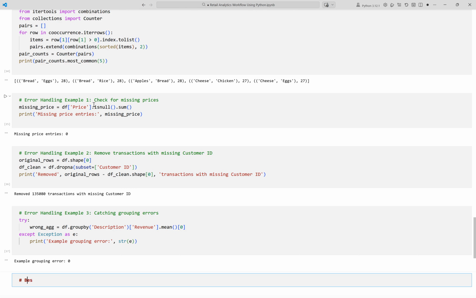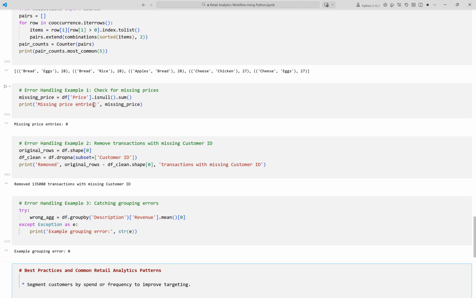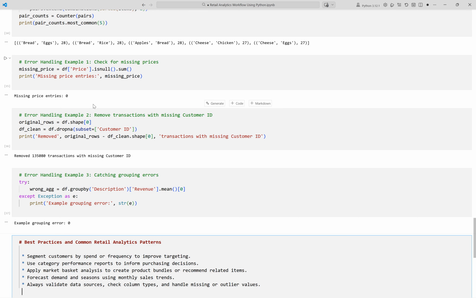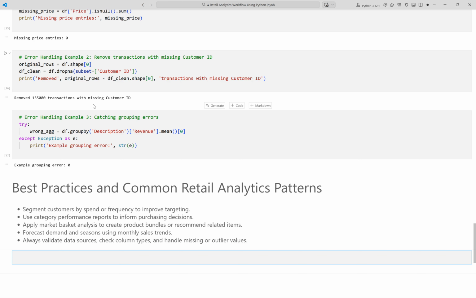Best practices and common retail analytics patterns. Segment customers by spend or frequency to improve targeting. Use category performance reports to inform purchasing decisions. Apply market basket analysis to create product bundles or recommend related items. Forecast demand and seasons using monthly sales trends. Always validate data sources, check column types, and handle missing or outlier values. Practice prompt: which analytics method here could help a retailer promote items together and boost the average basket size?